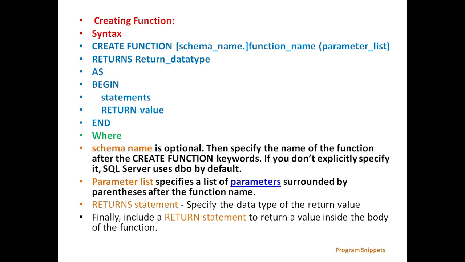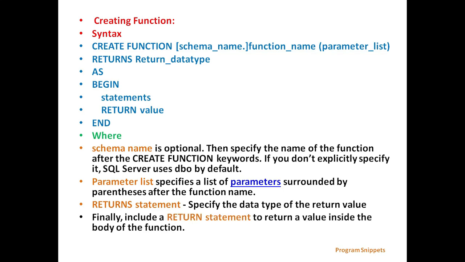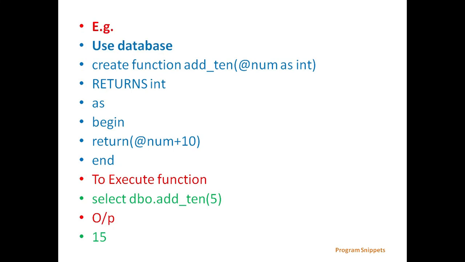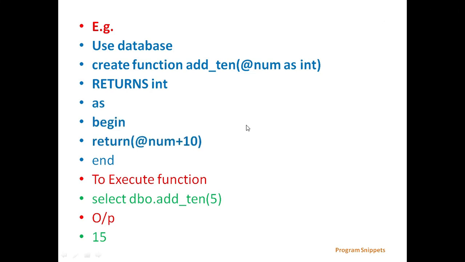Parameter list specifies a list of parameters surrounded by parentheses after the function name. Return statement specifies the data type of the return value, and include a return statement to return a value inside the body of the function. For example, first use the database under which you want to create the function, then create function add10 with parameter num as integer which returns a value of integer data type as begin and it returns num plus 10 and end. To execute the function, use select dbo.function name and the parameter value for the num. It will give the output 15, since we have passed 5 as a parameter value and we add 10 to it.